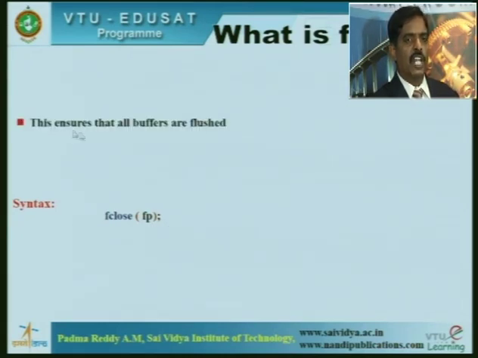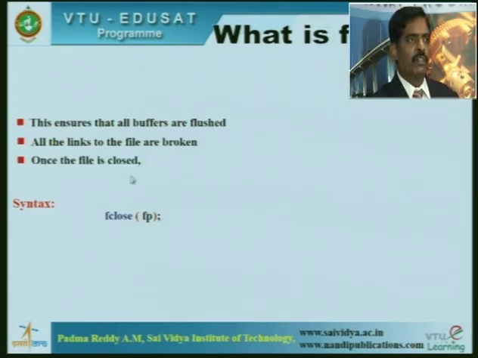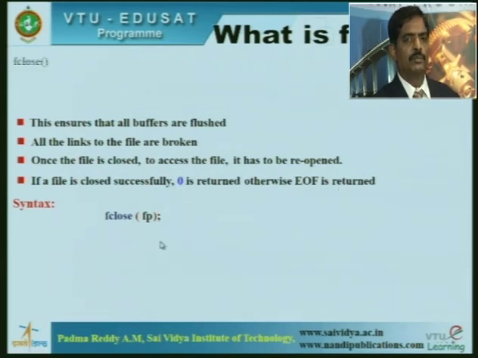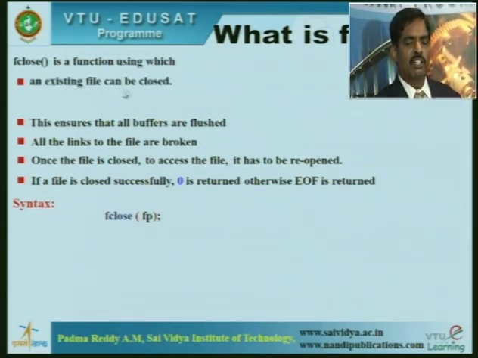So this ensures that all buffers are flushed out, and all the links to the file are broken. Once the file is closed, to access the file, it has to be reopened. And finally, if a file is closed successfully, 0 is returned, otherwise EOF is returned. EOF is also defined in stdio.h. Its value is -1. Whenever the operation is successful, we return 0, otherwise EOF is returned. So fclose is a function using which an existing file can be closed.